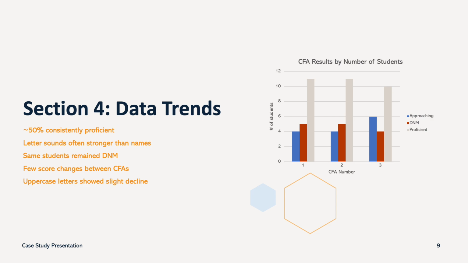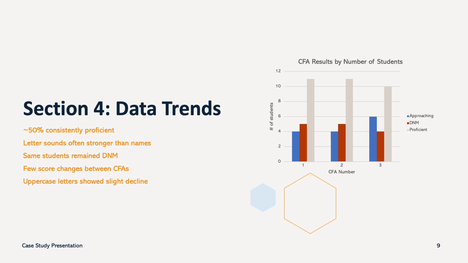When we analyzed the results from all 3 CFAs, several clear patterns emerged. As you can see in the graph, about half of my class consistently scored in the proficient range across all assessments. Many students demonstrated stronger accuracy with letter sounds compared to letter names, which is a trend that we often see in early kindergarten. We also noticed that the same small group of students remained in the does not meet category across all 3 CFAs, indicating a deeper need for targeted multisensory intervention.